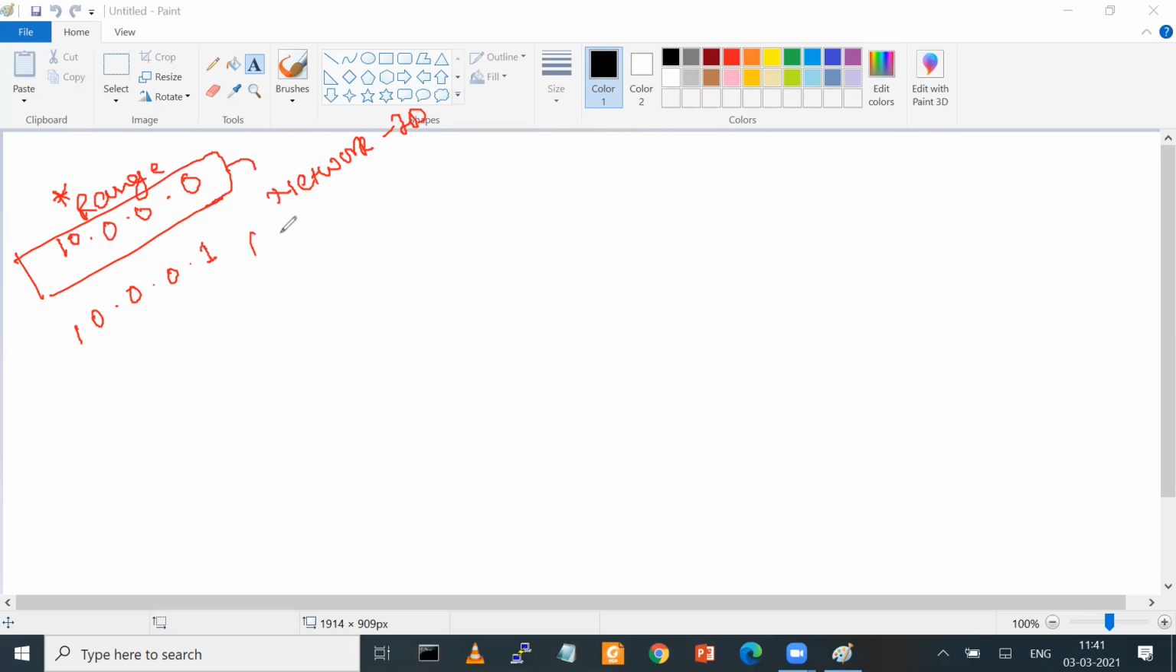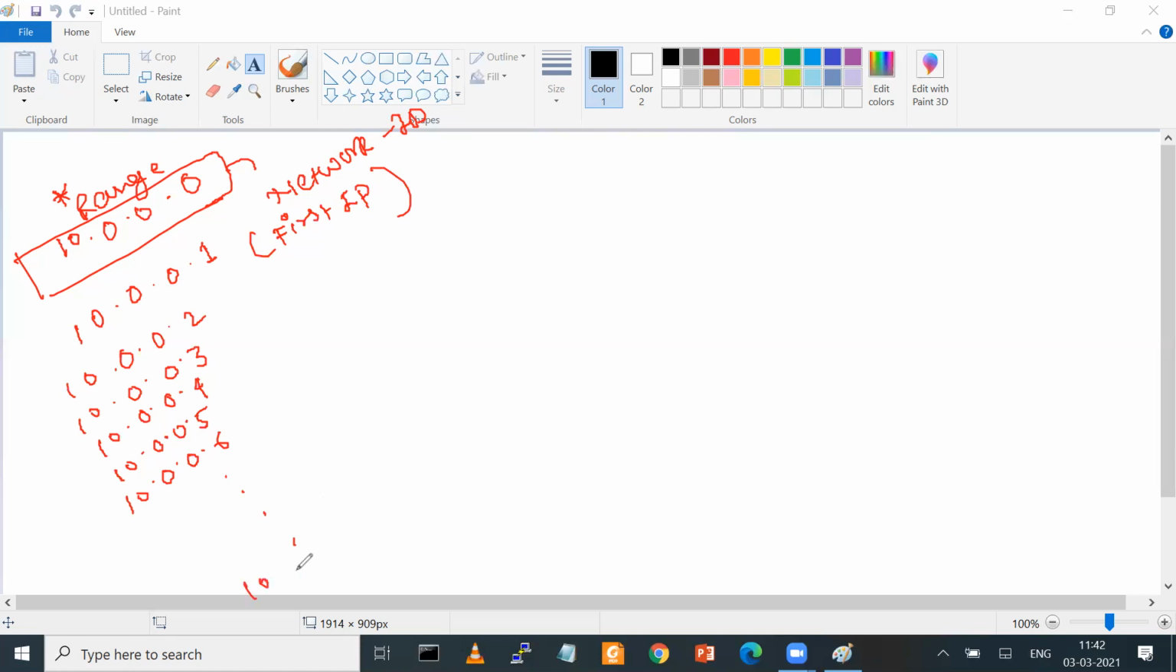And the first IP of this class A range is 10.0.0.1. ये मेरा क्या हो गया? फर्स्ट यूजेबल आईपी. Next IPs look like this: 2, 4, 6. अब क्वेश्चन आता है कहां तक ये जाएगा, 1 2 3 4 5 6, ये ऐसे कहां तक जाएगा? How long can we write this? So it will always be from 0 to 255.